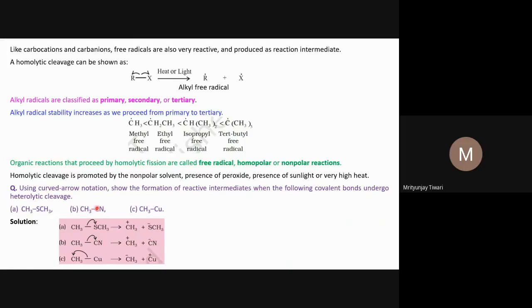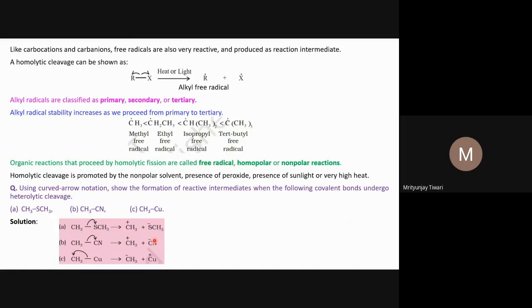And so because this carbon atom has higher electronegativity because of its associated nitrogen, we have to show the curved arrow in this way, which ends at this carbon, which accepts the shared pair of electrons. So this curved arrow is shown in this fashion. And again, the methyl carbocation will be formed and the cyanide anion will be formed.